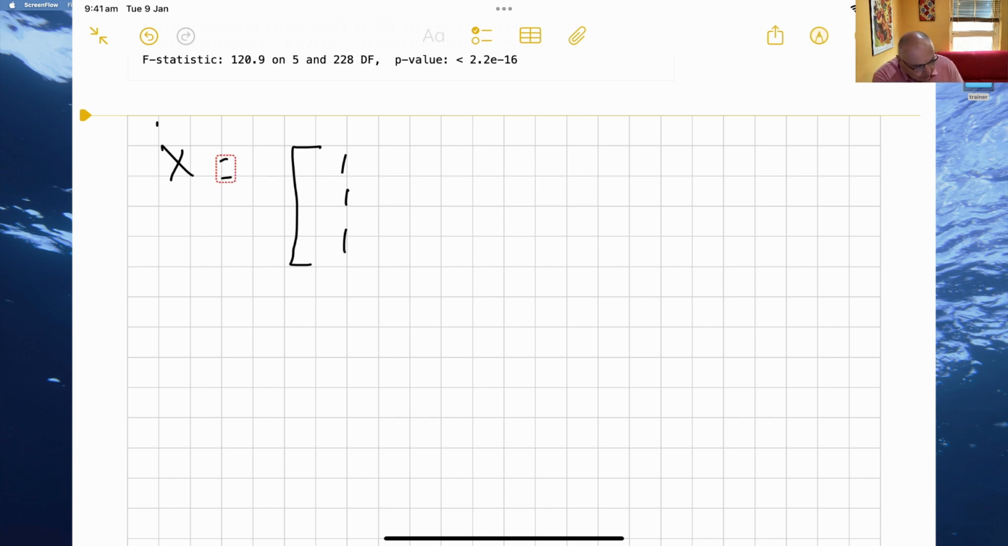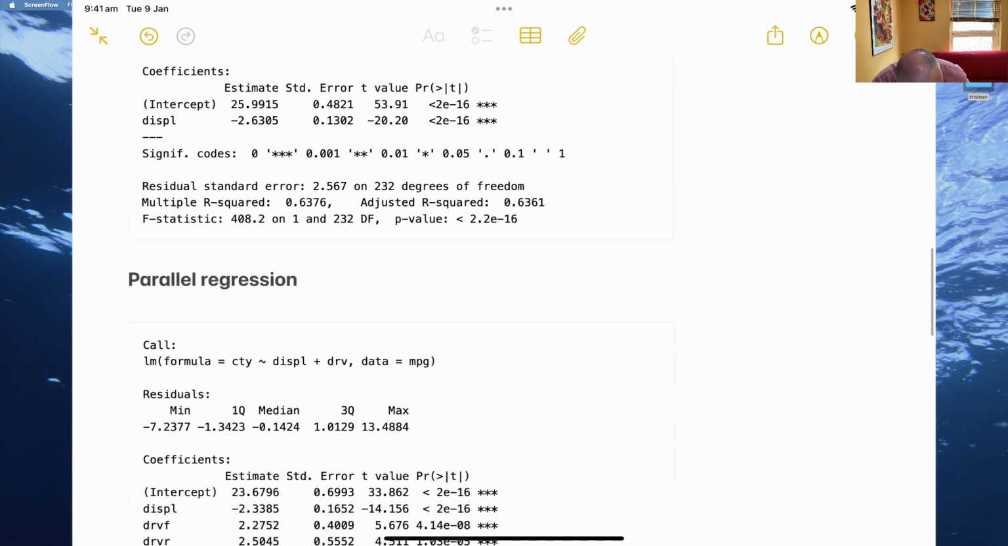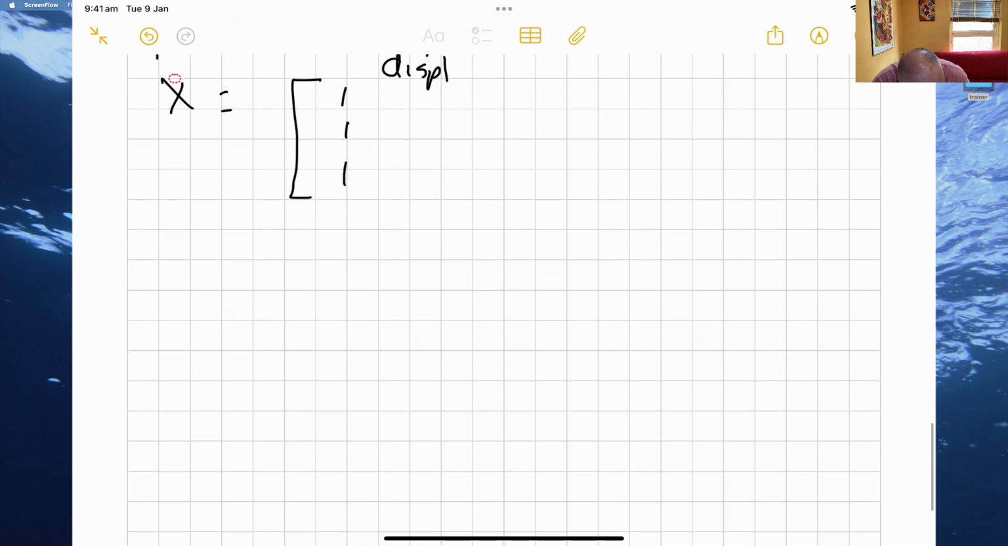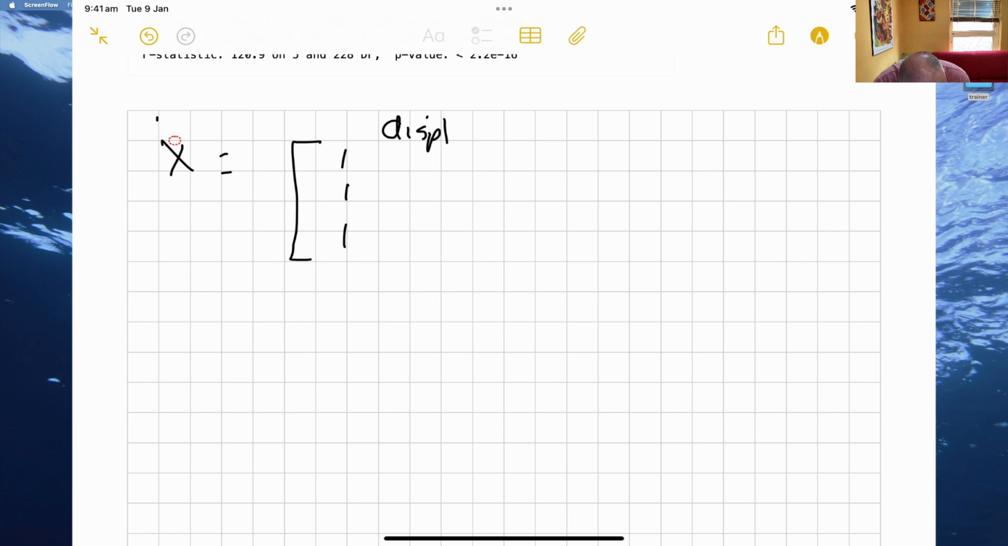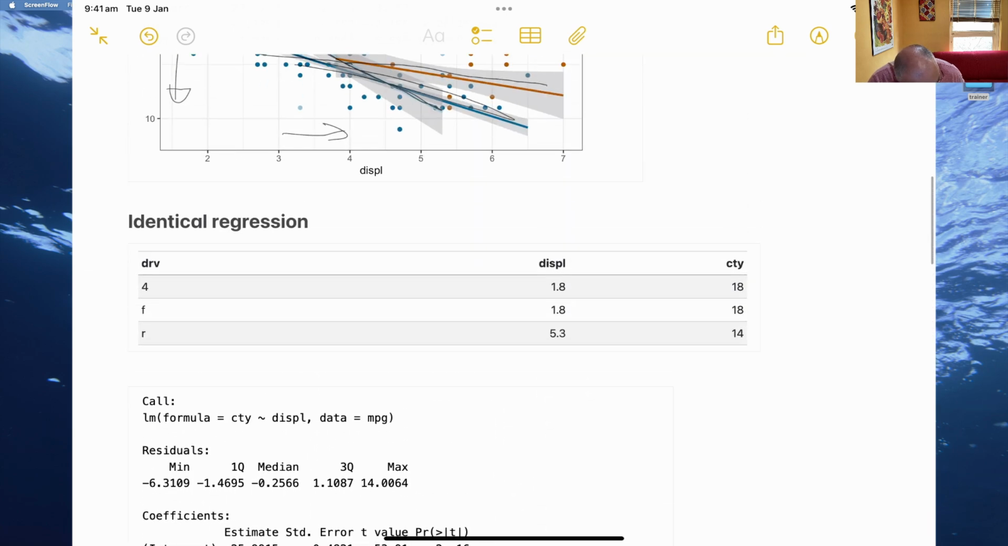And if we do an identical regression, we don't care about the drive at this point. All we care about is the displacement. So we would have a column for the displacement here. And if we look at the values, we've got 1.8, 1.8, 5.3. So the first car has a displacement of 1.8, and then the next one has 1.8, and the final one has 5.3. And just over here, I'm going to write down what the actual categorical is so I don't have to keep scrolling. So 4FR.